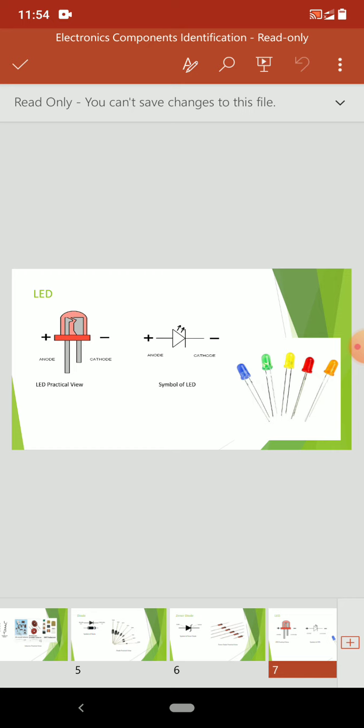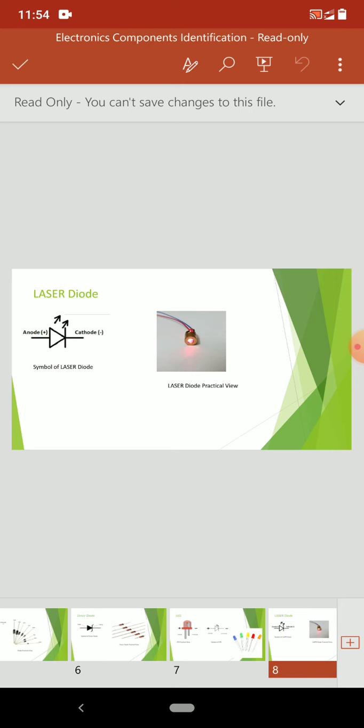The next device is LASER, that is light amplification by stimulated emission of radiation. The symbol of LASER is shown here. It has two terminals, anode and cathode. Anode is positive, cathode is negative. This laser diode can directly convert electrical energy into light energy.